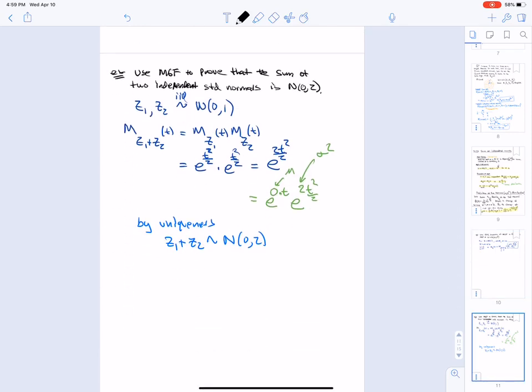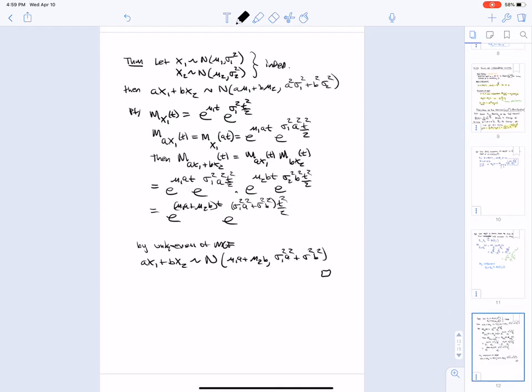Then I asked you guys to use the MGF to prove that the sum of two independent standard normals is normal 0, 2. And so here Z1 and Z2 are independent standard normals. We know their moment generating functions. We just take the product of them, and we can write this in the form of the moment generating function for a normal. So that proves that it's normal 0, 2.